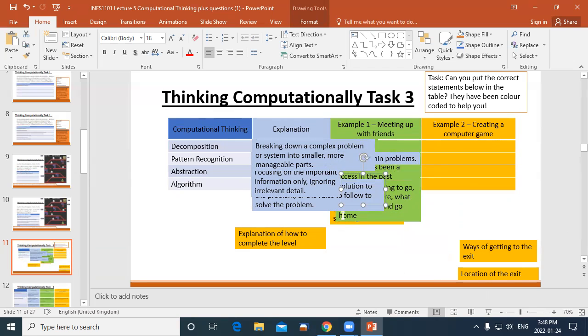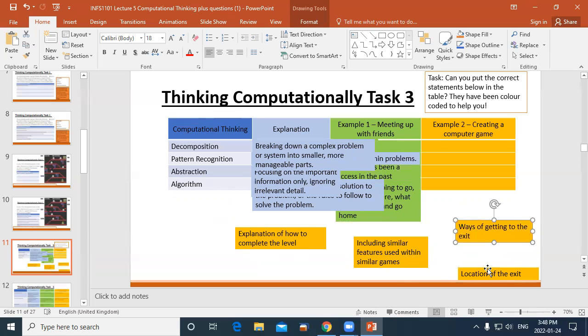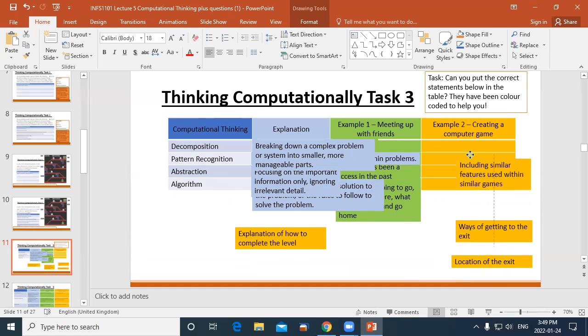Creating a computer game. Explanation on how to complete the level. Would that be decomposition, pattern recognition? Ways of getting to the exit. I don't know. Location of the exit. These are including similar features used in, oh, similar features. That would be pattern recognition, right? We've seen this before, so we're going to do that. So that's going to be pattern recognition for that one.